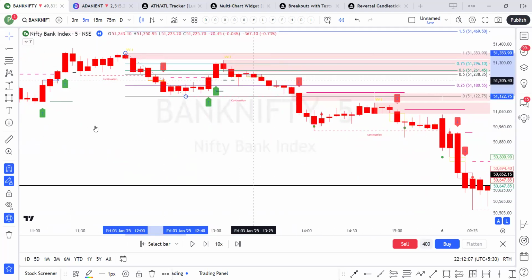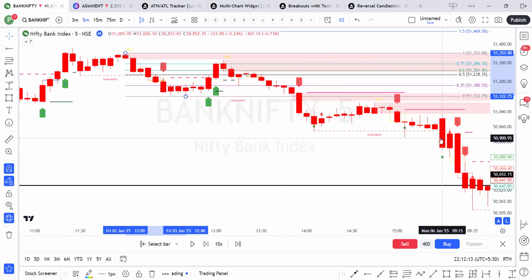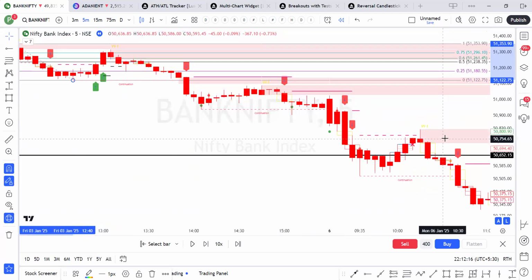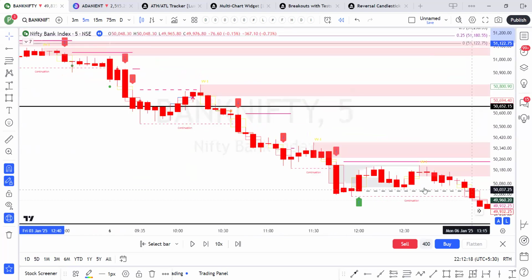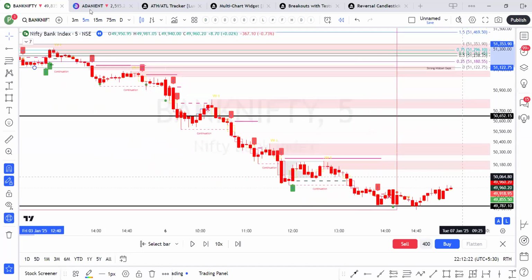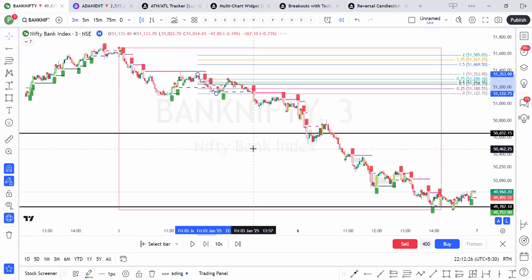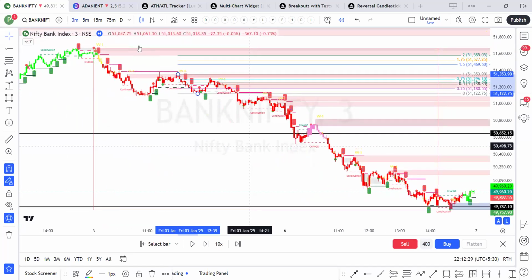Again, there is new selling area continuation. From here, price came down, again came down, created continuation, continuation, and there is no retracement entry based on 5-minute chart. We can check on 3-minute chart. Yeah, and 3-minute chart has given retracement entry for selling.